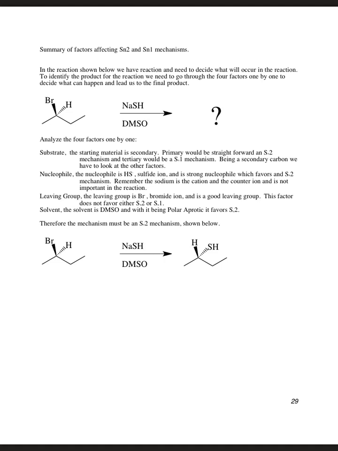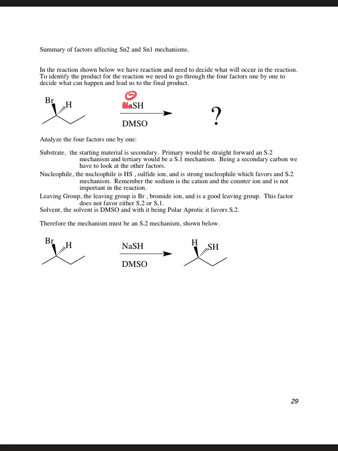So, summary of the reactions. If we had a secondary bromide and we added sodium hydrosulfide, ignore the sodium, write in the negative. We have DMSO. DMSO favors an SN2. Since it's a secondary leaving group, it could be either SN2 or SN1, so we have to decide what can happen. This nucleophile, HS minus, is a good nucleophile, so that leans more towards SN2. You've got the negative charge on the sulfur. The sodium is the cation, and the counterion is not important to this reaction. So anytime you have that counterion, go ahead and scratch it off, ignore it, just think about the thing with the negative charge.